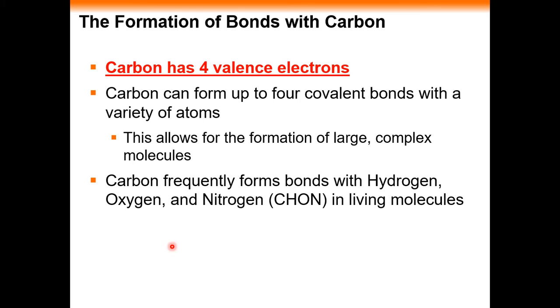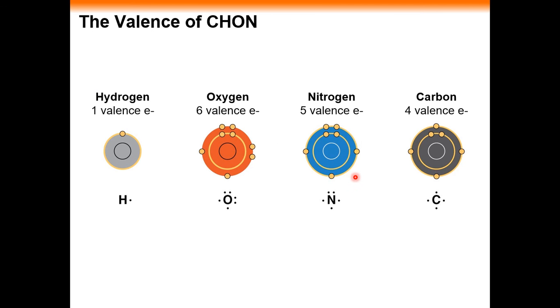So that's why carbon frequently mixes and matches and forms these CHON, carbon, hydrogen, oxygen, nitrogen, in living molecules. Here you can see them all, CHON. Here's carbon, which has a valence of 4. It can interact with these because these also want to get 8, so it can do it in a bunch of different ways.